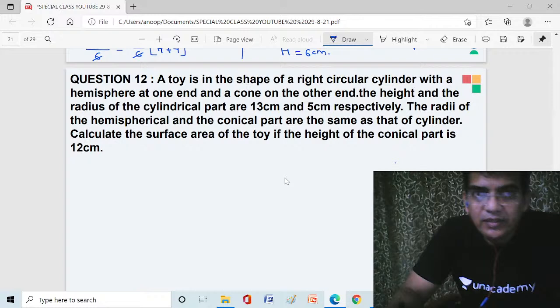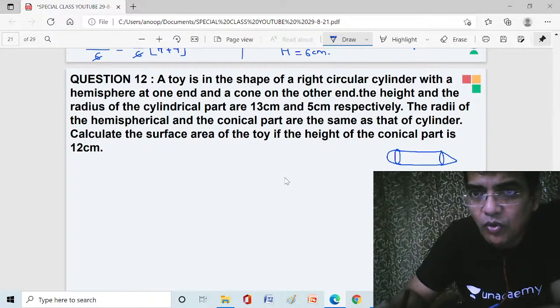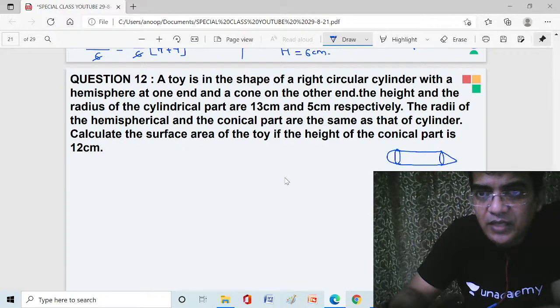Now, as these are the surmounted figures, that means the radius will be same for all of them. Now the question says height and the radius of the cylindrical portion. Now this is the cylindrical portion. Its height and radius is given. Radius is given as 5 and height is given as 13. Okay.